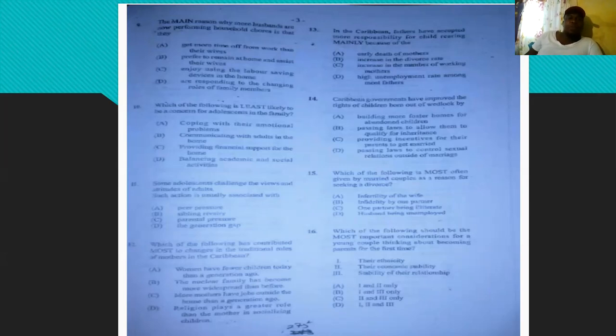Number 10, which of the following is least likely to be a concern for adolescents in the family? A, coping with their emotional problems, B, communicating with adults in the home, C, providing financial support for the home, or D, balancing academic and social activities, right? So 3 are great, 1 is least. So the least likely concern to adolescents is providing financial support for the home, which is C.